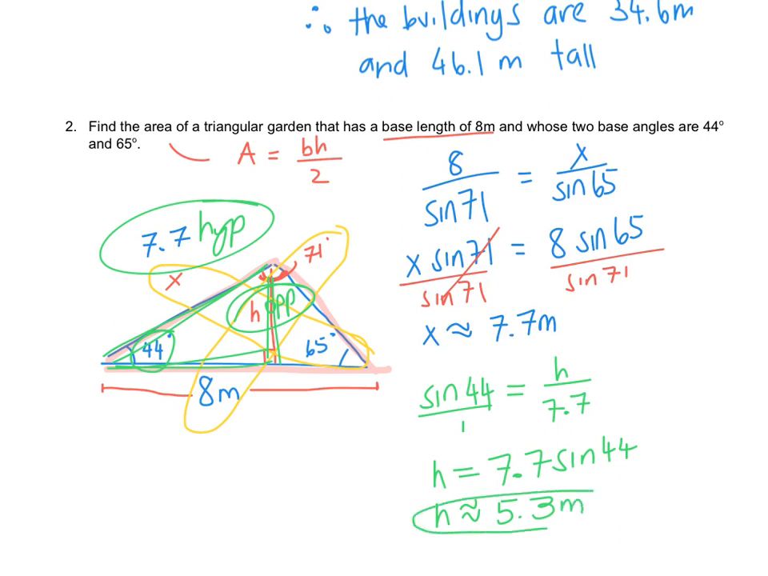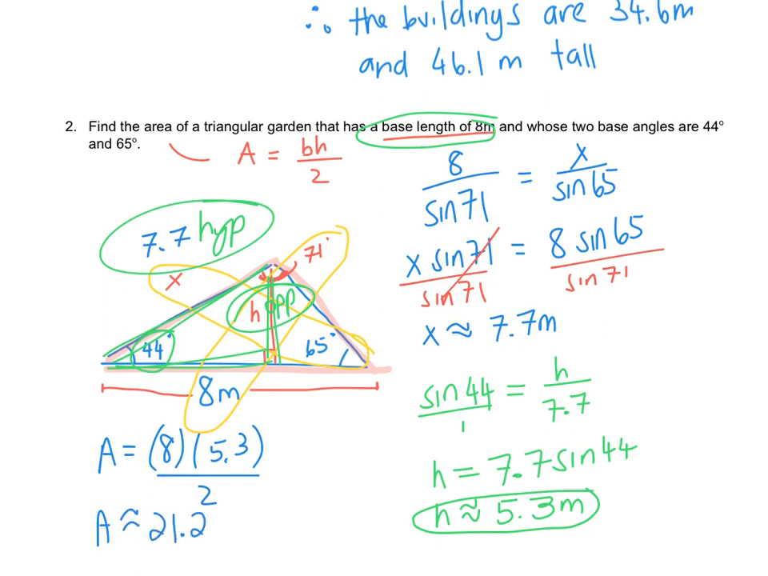Now that we have our height and we know our base and we know the area of a triangle, we can go ahead and set that up. So base of 8 times height of 5.3, all divided by 2. And our area is approximately 21.2 meters squared. And that's it for this one.